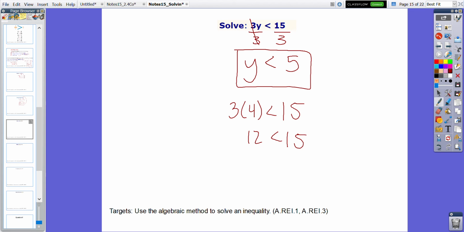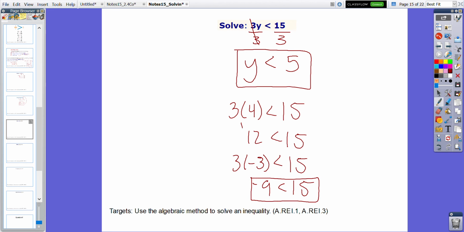Same thing if I chose -3. 3 times -3 is less than 15. -3 times 3 is -9. Yeah, any negative number has to be less than 15. Absolutely. This is true. This is true as well. Once again, that's a way that we just verify to make sure that it's true.